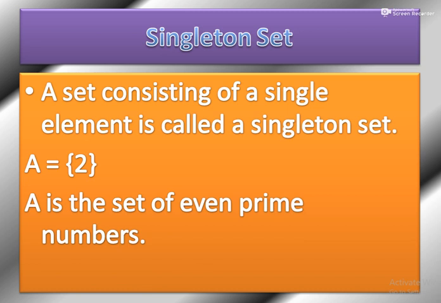So students, remember one thing. If we have to write the set of even prime numbers from 1 to 10, 1 to 50, 1 to 100, 1 to 1000, there is only one element present in the set of even prime numbers. Why? Because 2 is the only even prime number. That's why this is a singleton set.